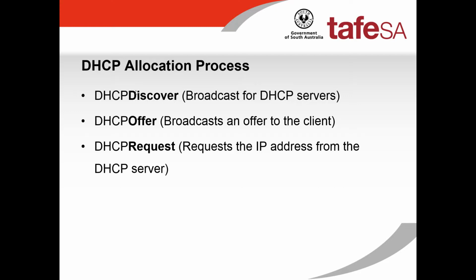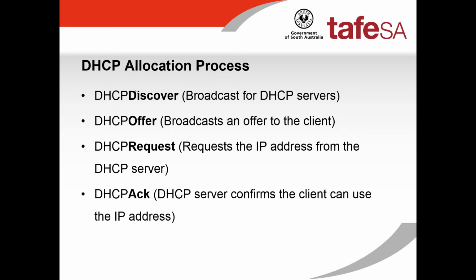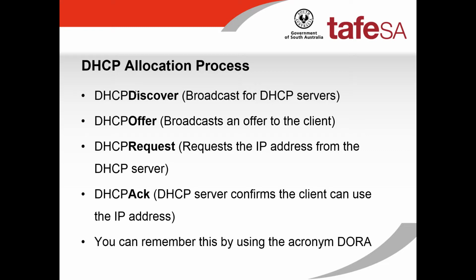If it sends a request, the client computer specifically requests this IP address and requests any further configuration settings as well. In the last stage, the DHCP server will send a confirmation that the IP address has been assigned and will send the further configuration settings. If any one of these steps fail, the client will not receive the IP address and will need to resend the request. An easy way to remember this process is to use the acronym DORA: Discover, Offer, Request, Acknowledge.